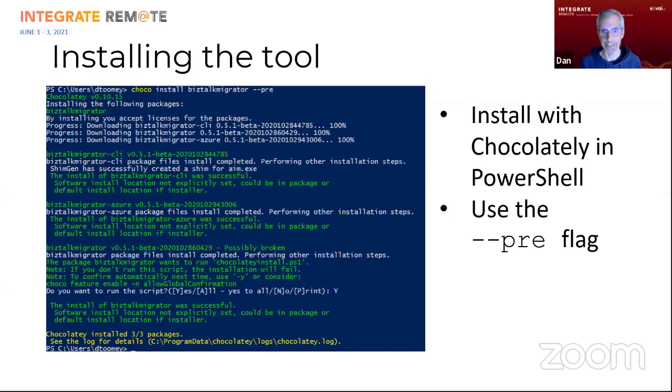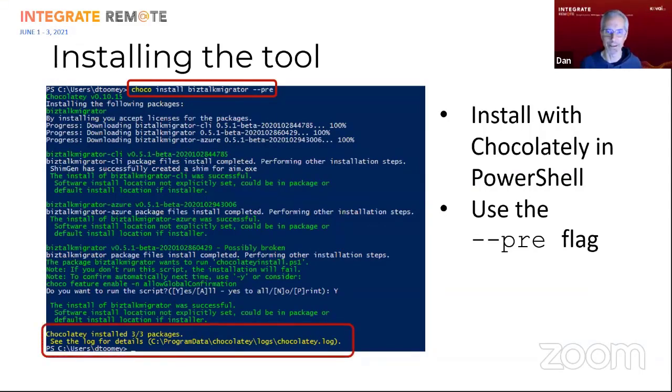Installing the tool is really easy once you have Chocolatey installed. It's just one simple command here: choco install BizTalk Migrator. And right now, because it is still in preview, you need to use the preview flag on that. But it takes literally seconds, and it's one screen of output. And right at the end there, you've got your full installation of the tool, and it's all ready to go.